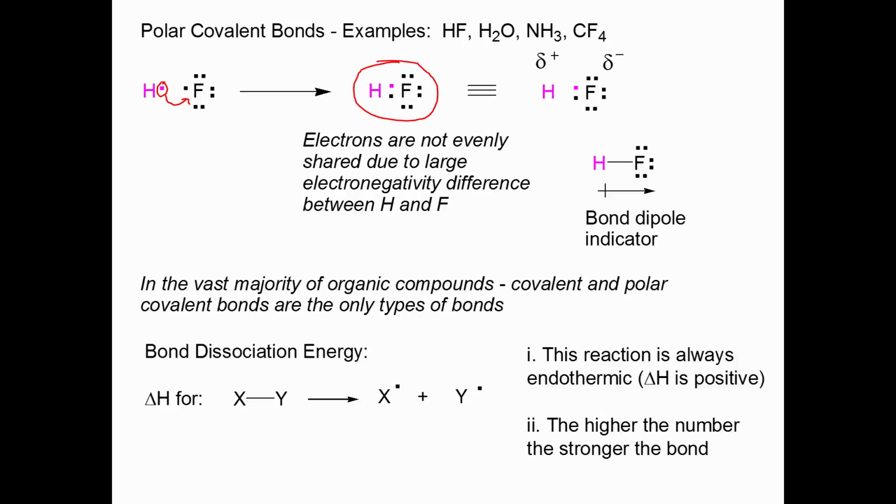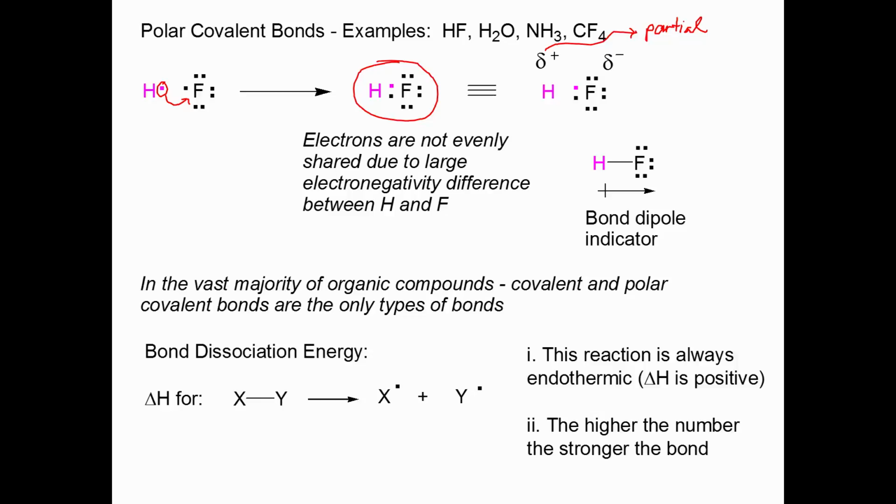Thus, this puts what we call a partial positive. This just means partial, at hydrogen and a partial negative at fluorine because, again, of the 8 electrons that are buzzing around hydrogen and fluorine, or the valence electrons, they're spending more time at fluorine than they are at hydrogen.